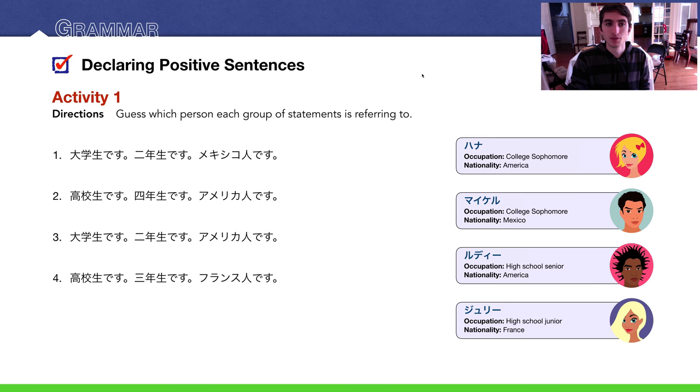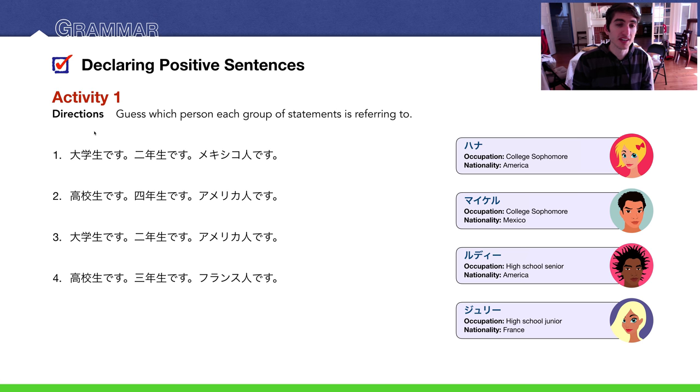We have an activity, activity one here. Guess which person each group of statements is referring to. We have four people here, Hana, Michael, Rudy, and Judy, and some very basic information about them. Let's pause the video if you want to try solving it on your own. I'm going to solve it right now.